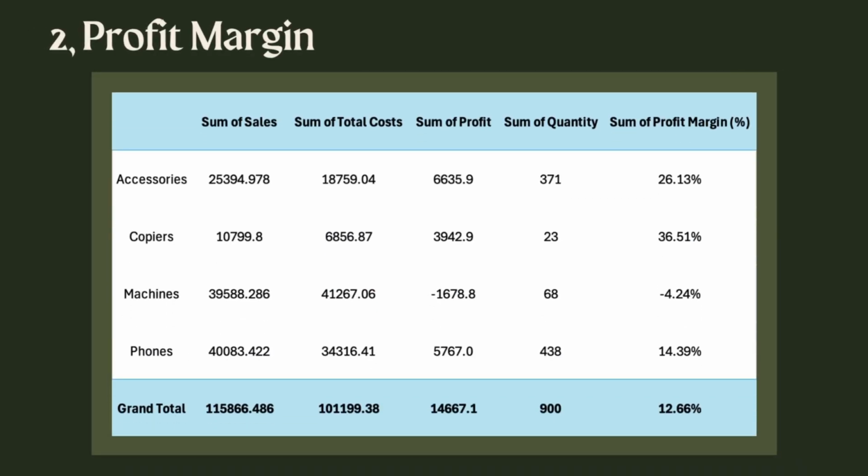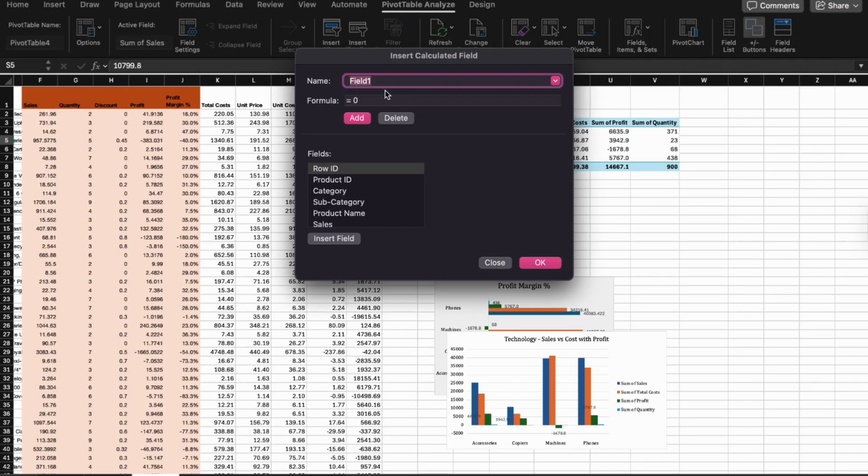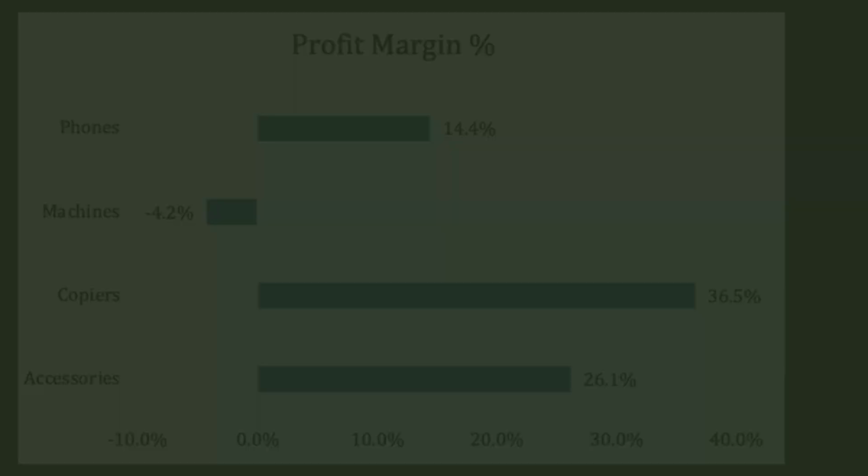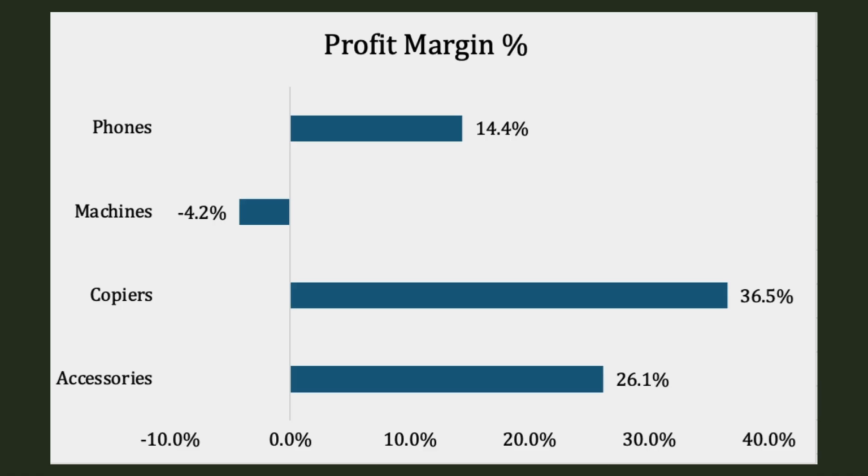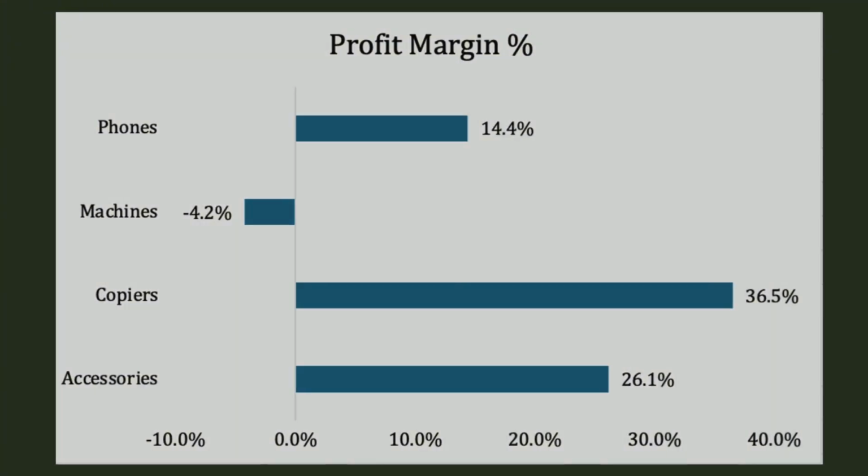Here is the pivot table I created from the raw data and the new statistics after calculations. For the profit margin, I need to use a calculated field instead of inserting the data directly into the pivot table, to prevent wrong outputs. Profit margin tells a slightly different story. Copiers, although small in sales, deliver the highest margin of 36.5%. Accessories are strong at 26.1%. Phones, while profitable in total, only run at a 40.4% margin, meaning they require much higher volume to remain attractive. Machines again show negative margins, confirming they are not sustainable.